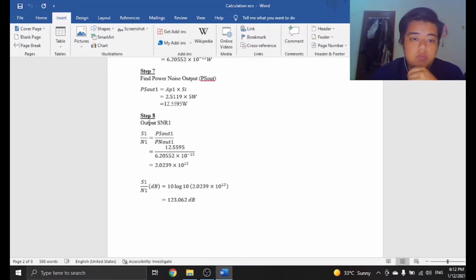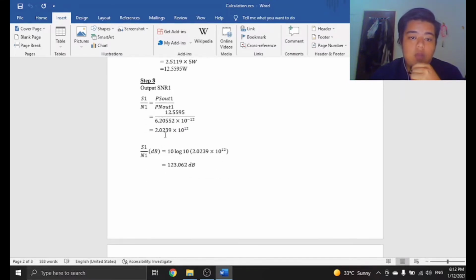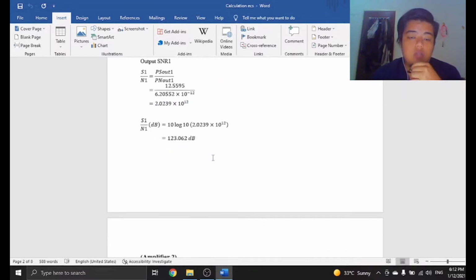And then step 8, where we need to calculate the output SNR for amplifier 1. The answer is 2.030239 times 10 to the 12. Then we convert to dB, we get 123.062 dB.